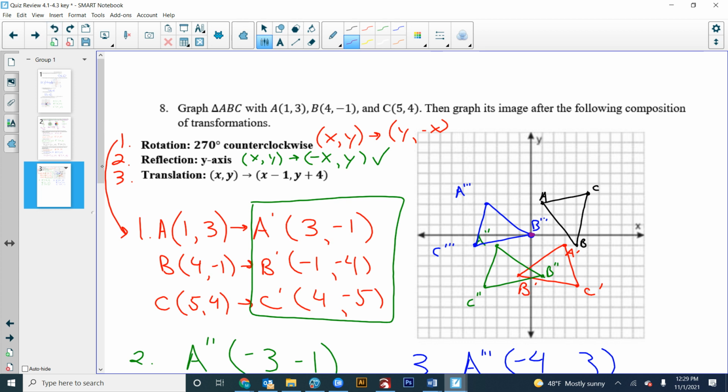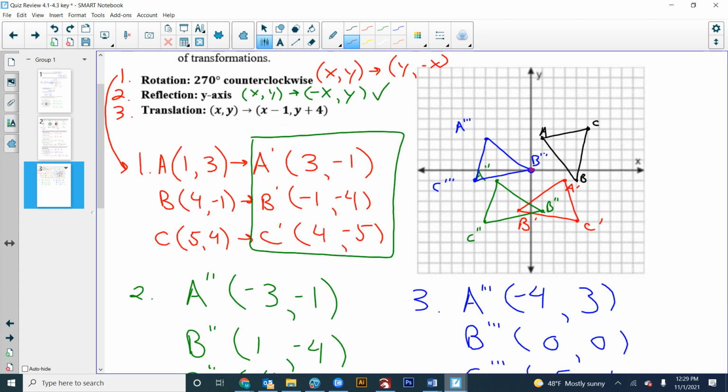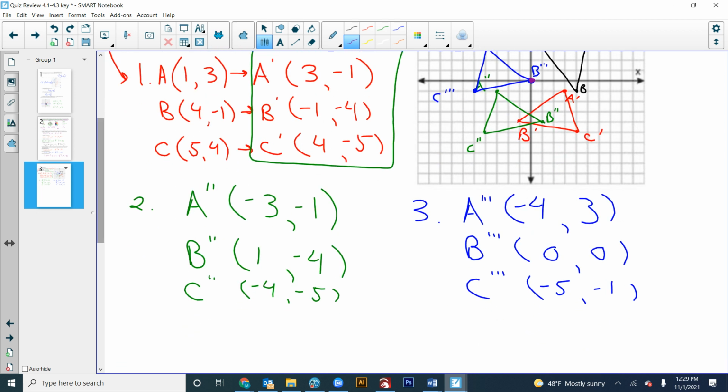All right, step 2. We're going to take these points and make the x's opposite, keep the same y. So ready? 3, make the x opposite, negative 3, keep the same y, negative 1. On to B prime. Keep negative 1, make it opposite, positive 1. Keep the y, negative 4. That's called B double prime. And then C double prime. We take C prime, make the x opposite, negative 4, keep the same y, negative 5. And then we graph those. So we call them A double prime, B double prime, C double prime.